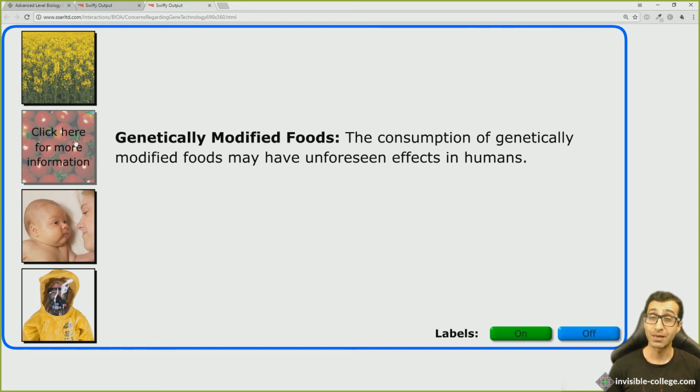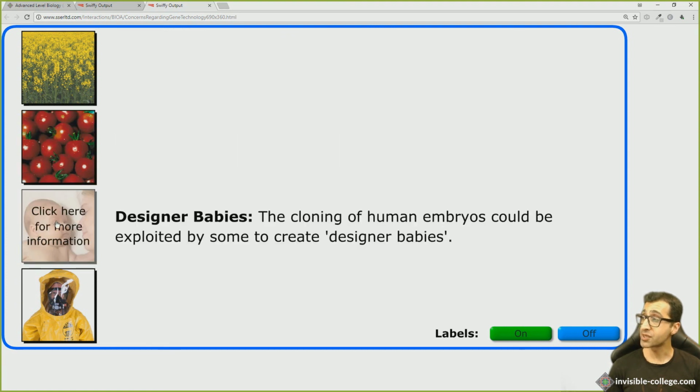So if you're living in America and you're eating processed foods, the chances are that you are eating genetically modified organisms with all of the potential risks that that involves. Another concern is the concern over so-called designer babies. Now, the potential cloning of human embryos could be exploited by some to create designer babies where people specify in advance their preference for the characteristics of the babies that they have.